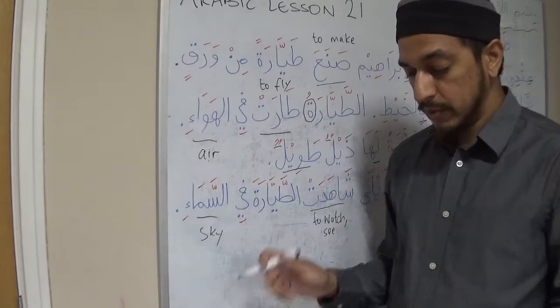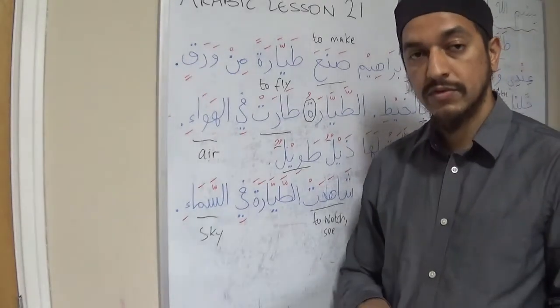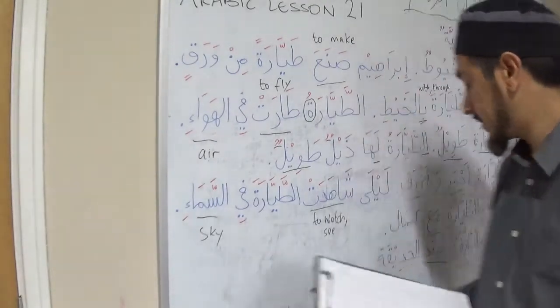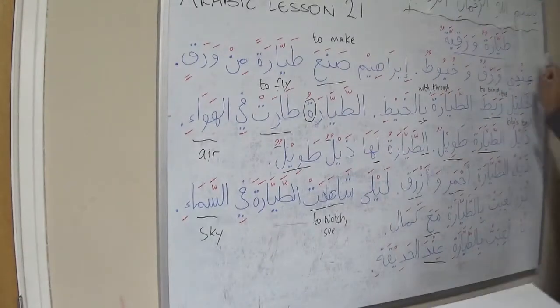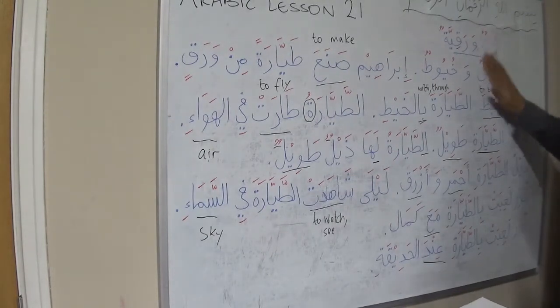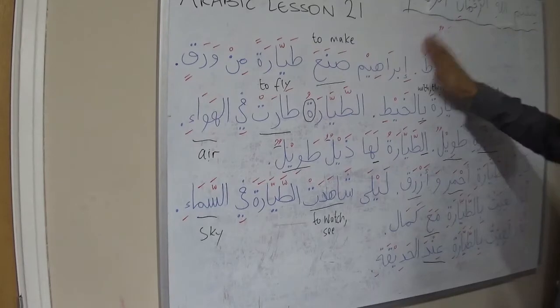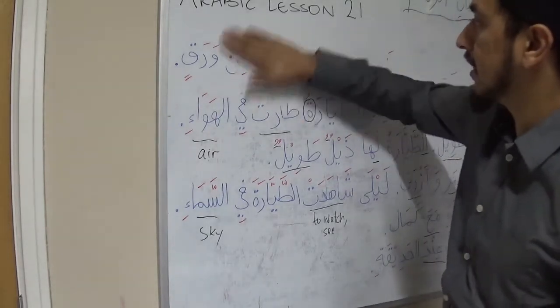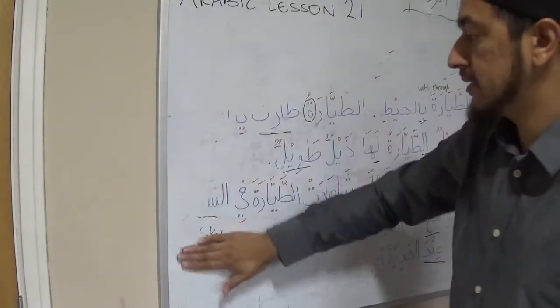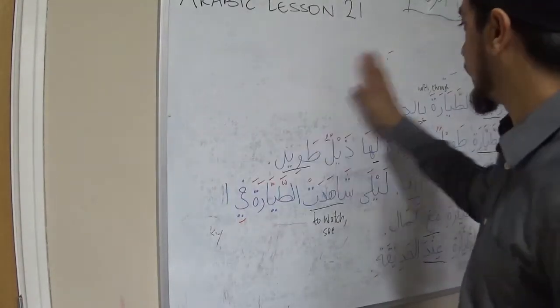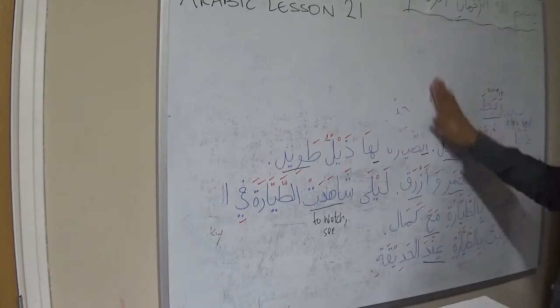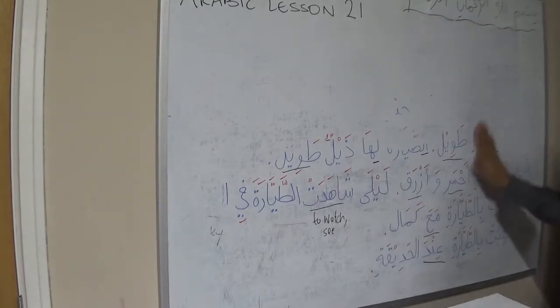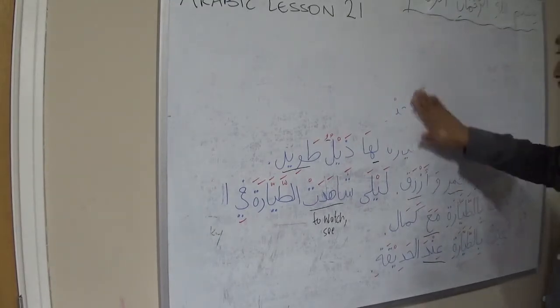And now we're going to Madi and Mudari, the two verb forms, and I'll bring that up next. So Madi is the past tense. It's about an action that's happened already in the past. It's happened and it's done and it's finished. Whereas Mudari is an action that is happening at that moment. It's in the present.